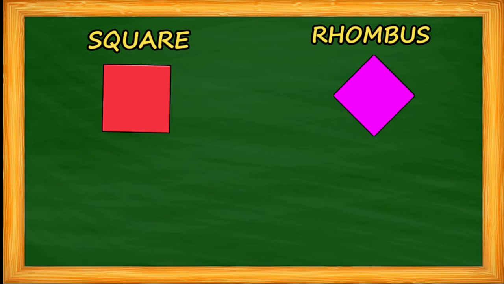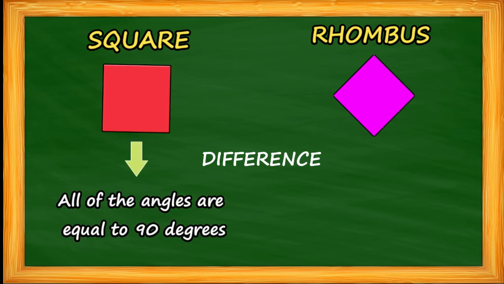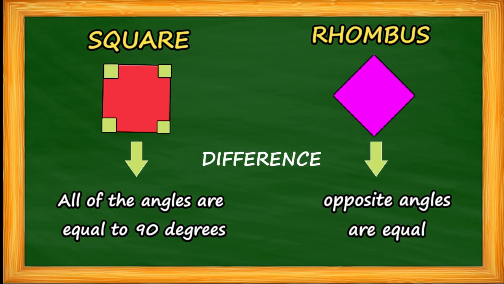How is square different from rhombus? A square and a rhombus both have sides equal in length, but square has all its angles equal to 90 degrees, while rhombus only has its opposite angles equal.